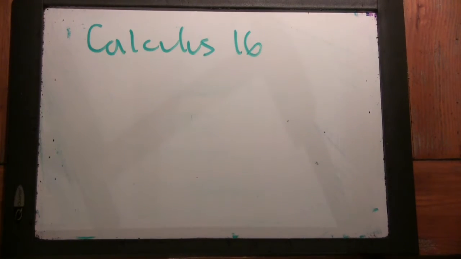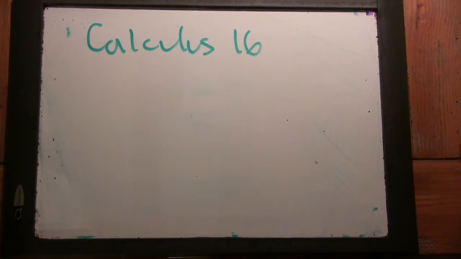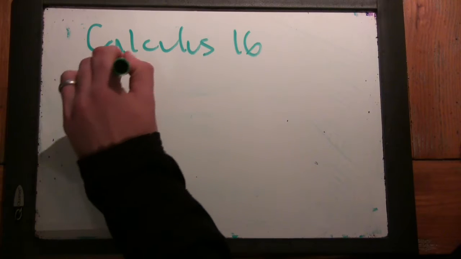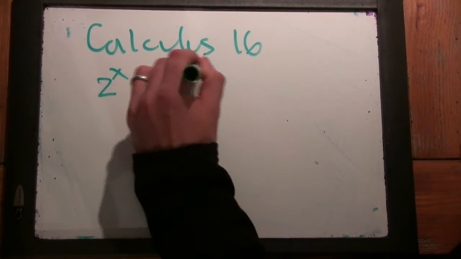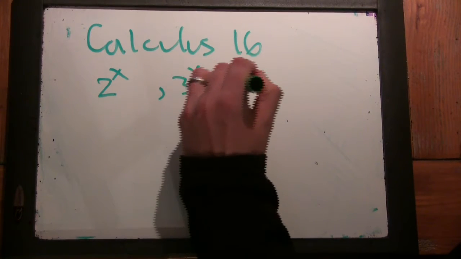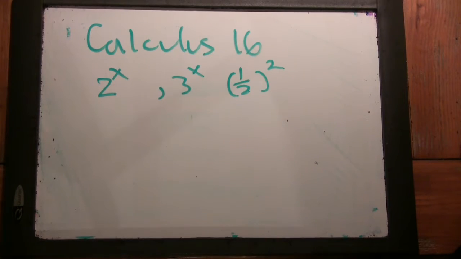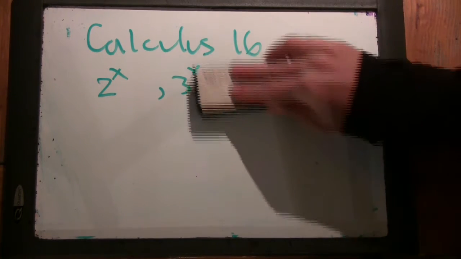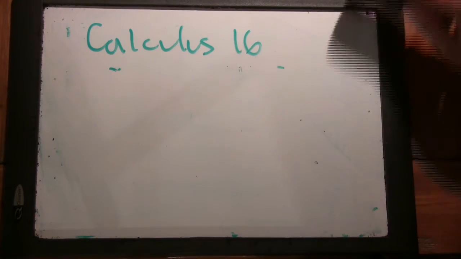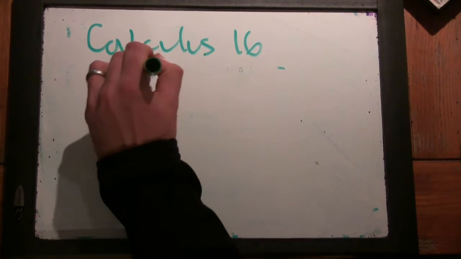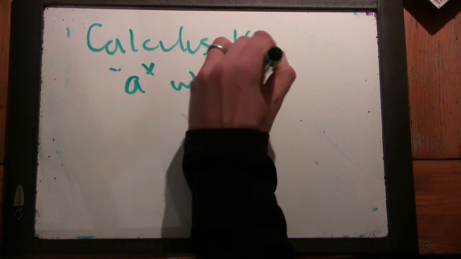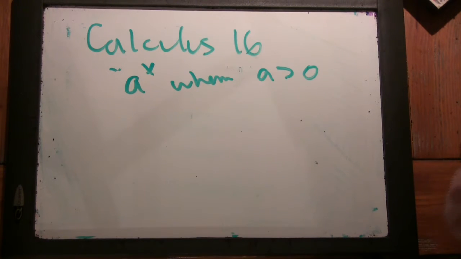Calculus 16. So today we're going to be talking about derivatives of exponential functions, like 2 to the x, or 3 to the x, or 1/2 to the x, things like that. Okay. But I'll stick to this general form of a to the x, where a is greater than 0.